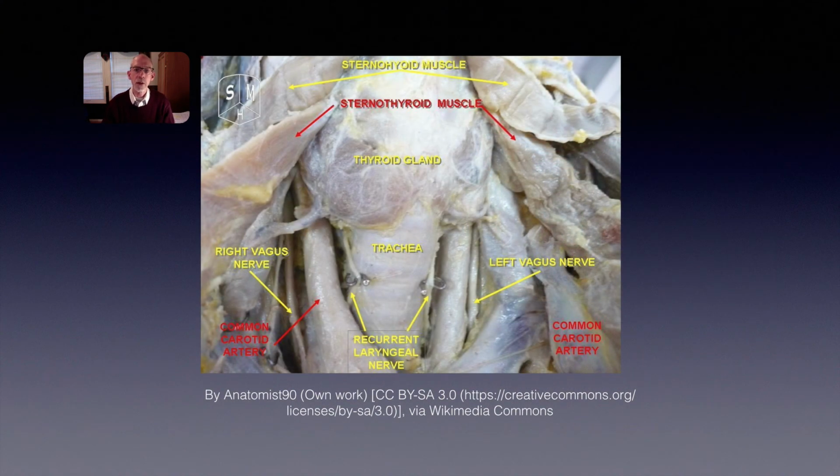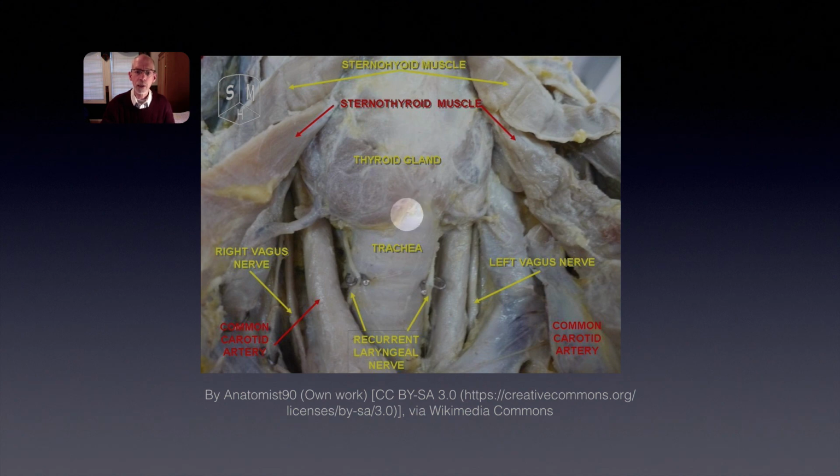Here's a picture that you can see of a dissection that shows you the thyroid gland. You can see the border of it here, and it has a little section here that's a little bit smaller. This is called the isthmus. Here's one of the lobes, and here's the other lobe.